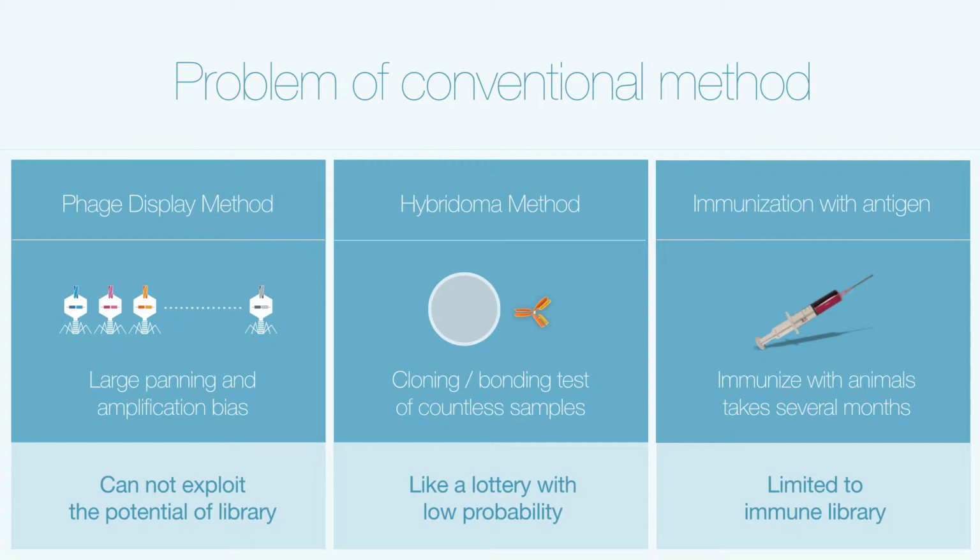So for example, the hybridoma method requires a lot of time, and there's a low probability of success. And immunizing animals with an antigen also takes a long period of time, and still the antibodies will later need to be humanized, which takes more time and also results in a lower success rate.